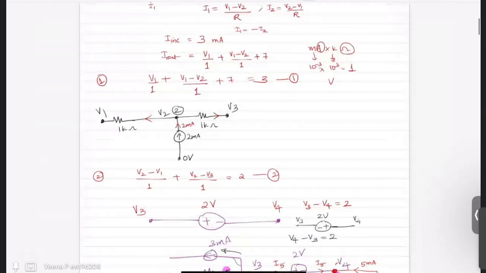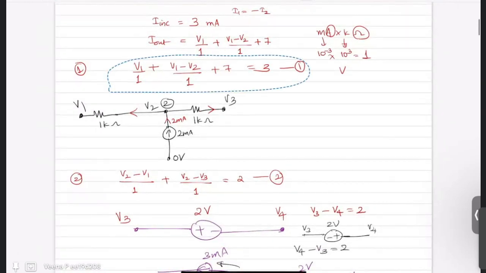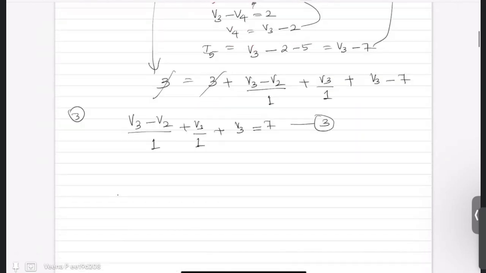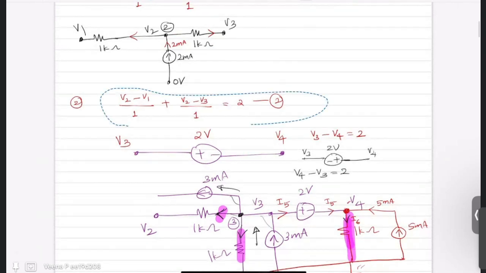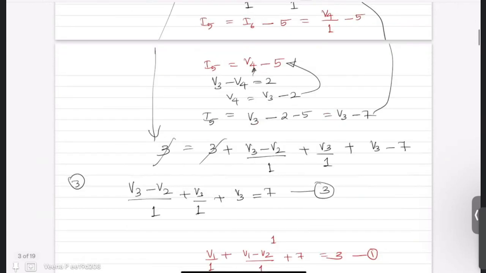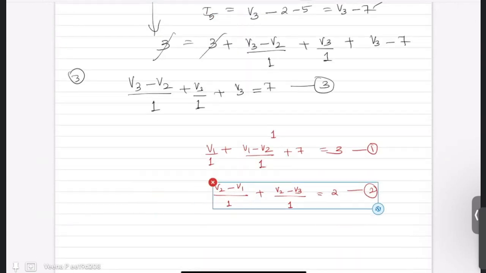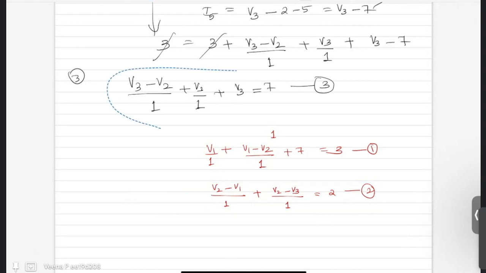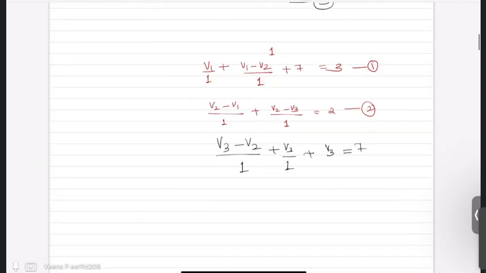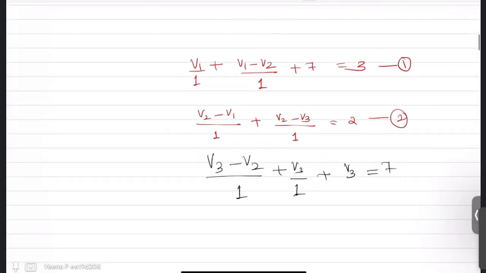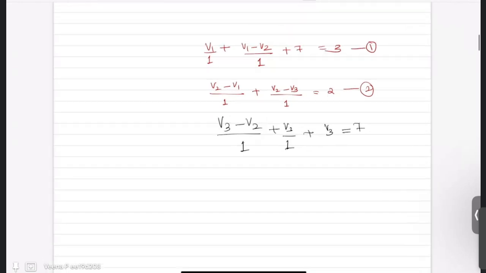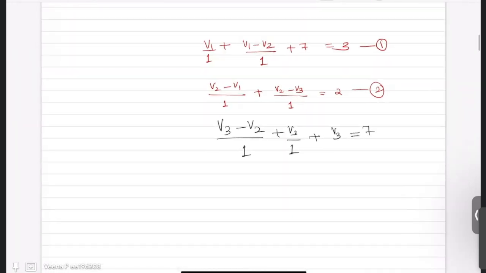So let me bring my nodal equations. First equation, second equation, and third equation. So these three are my nodal equations. Now how to construct the conductance matrix from this? Now let us rewrite this. I am rewriting my first equation as V1. What are the coefficients of V1? V1 is 1 plus 1, which is 2.